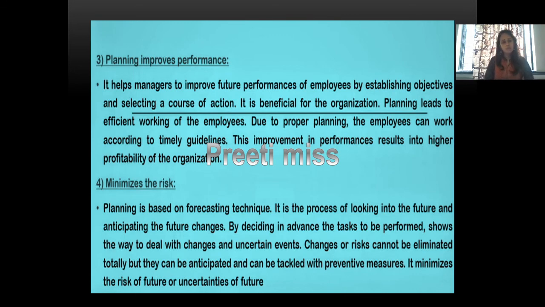Students, in this part 1 we have covered the planning definition and the importance of planning. I have covered only 4 points. In the next part we will discuss the remaining part. Okay, thank you.